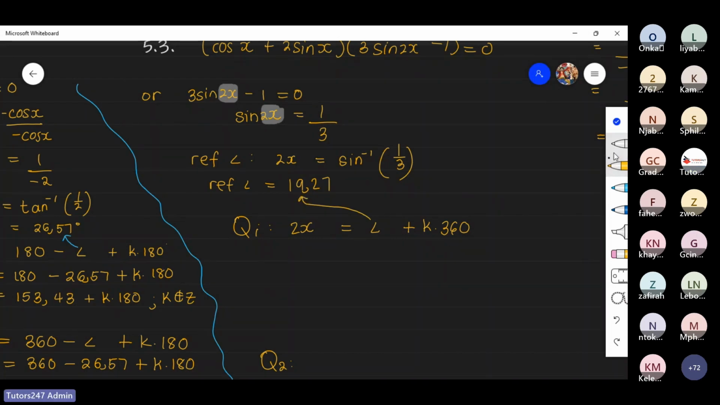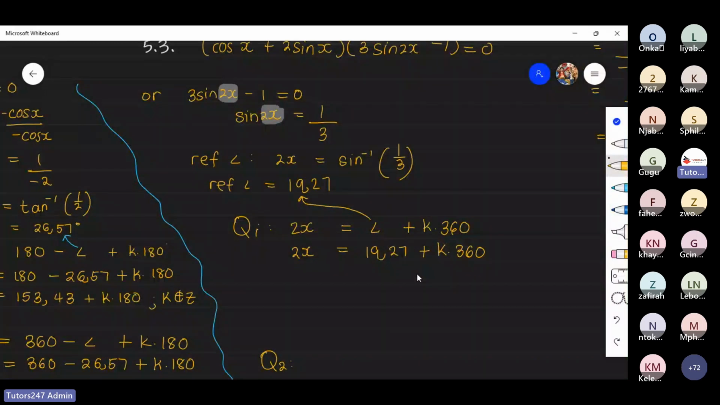So let's see, we've got 2x equals 19.47 plus k times 360. From here, we can now divide both sides by 2. The reason that we are going to divide both sides by 2 is because on the left we've got a 2 in front of the x and we only want x, and on the right we've simplified as far as possible.